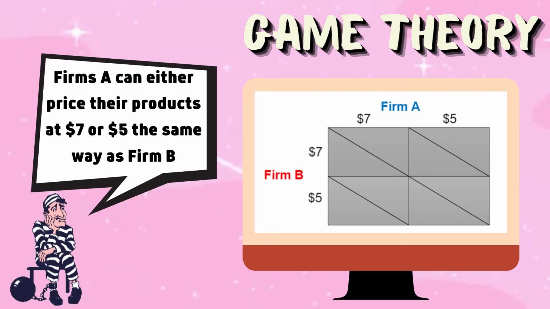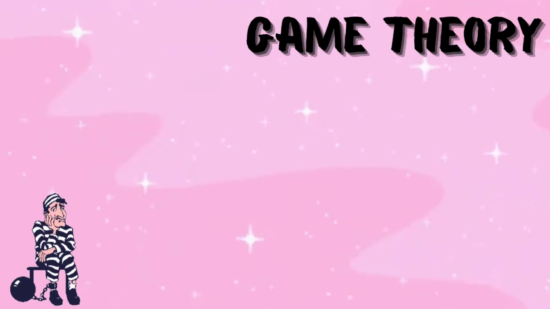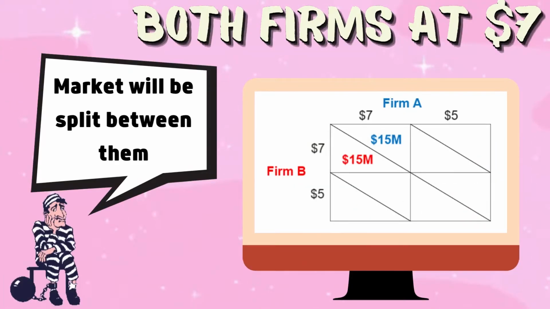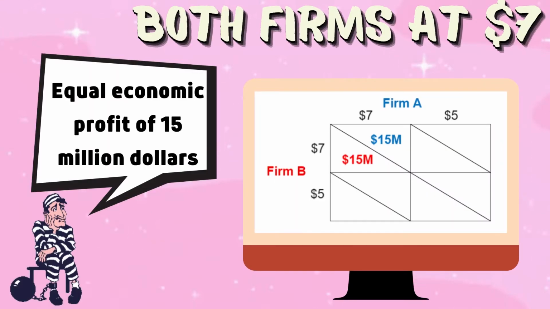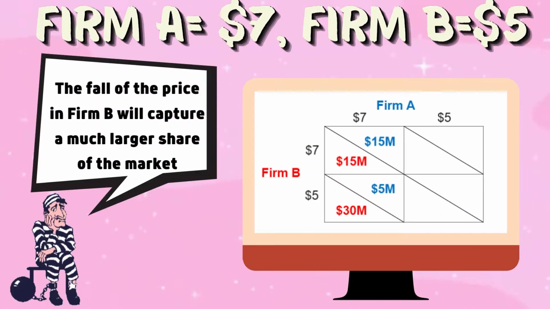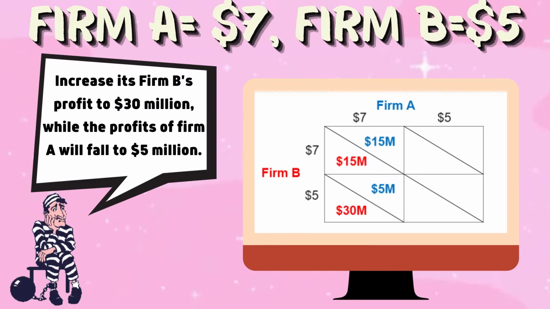In the payoff matrix, firm A can either price its product at $7 or $5, the same way as firm B. If both firms choose to price their products at $7, they will split the market for their products. Both will have a level of economic profit of $15 million. But if firm B lowers its price to $5 while firm A remains at $7, the fall of the price in firm B will capture a much larger share of the market and thus increase its profits to $30 million, while the profits of firm A will fall to $5 million.